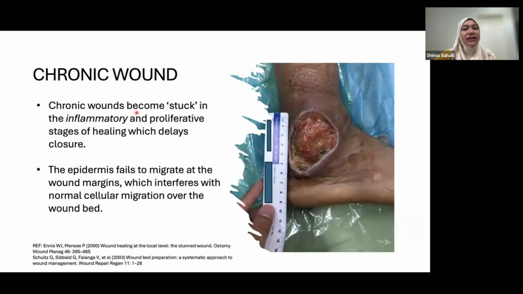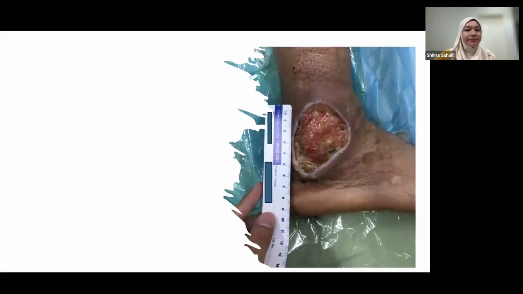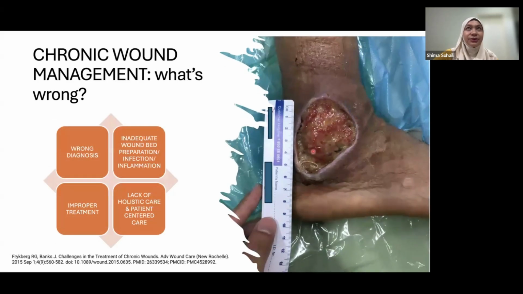So chronic wound ni adalah apabila wound tu selalunya stuck waktu inflammatory dan proliferative phase. Jadi menyebabkan wound itu tak dapat tutup. Dalam masa yang sama, the epidermis, daripada kawasan tepi ni fail to migrate dan maka wound margin ni tak boleh tutup. Okay. So, menurut study ada few reasons kenapa kita fail to manage chronic wound dengan cara yang baik.